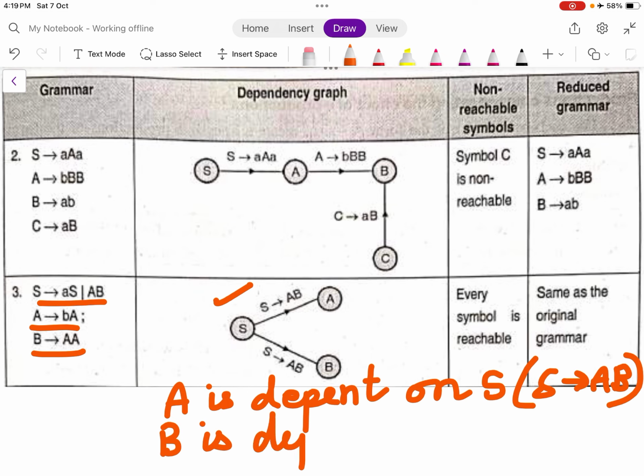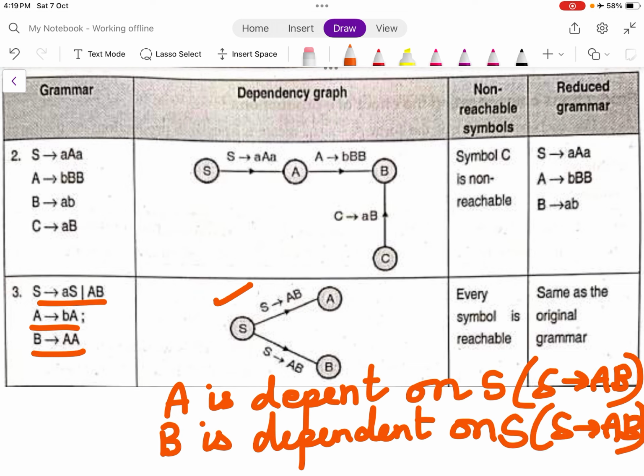B is dependent on S. How do you understand this? With the help of production S gives AB. So because with the help of A and B you can reach the start symbol, we say that every symbol is reachable. So the simplified grammar is the same as the original grammar, because every symbol is reachable from the start symbol.